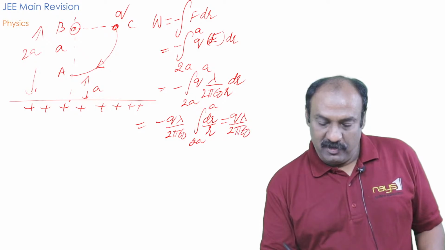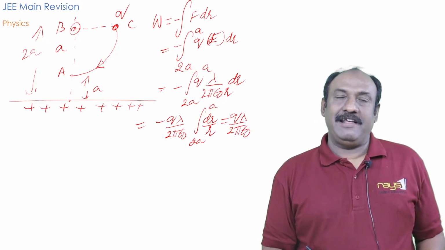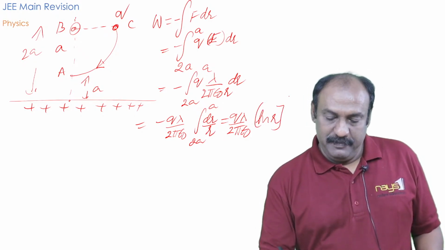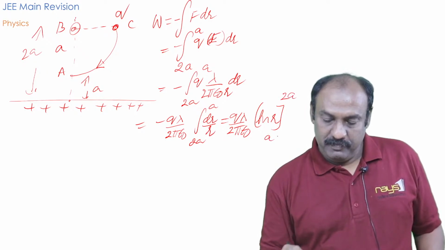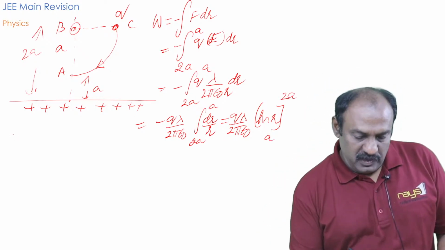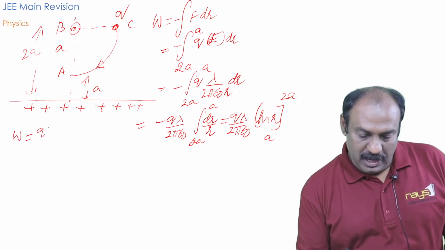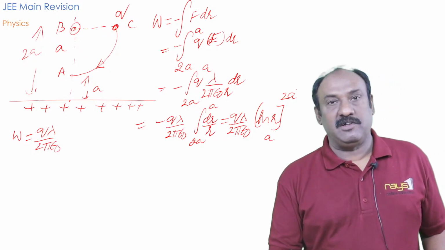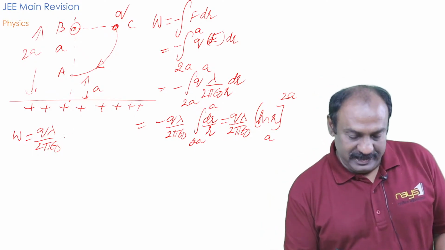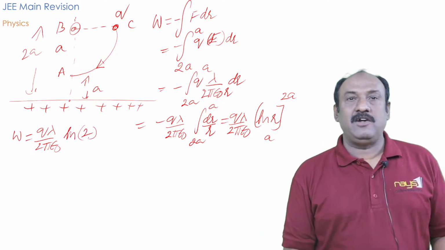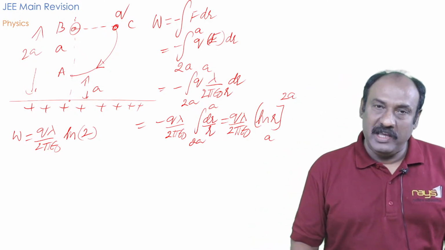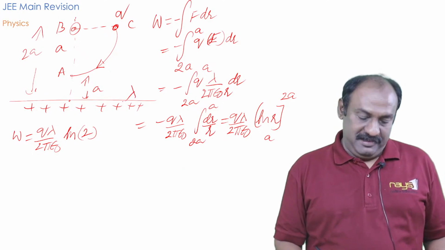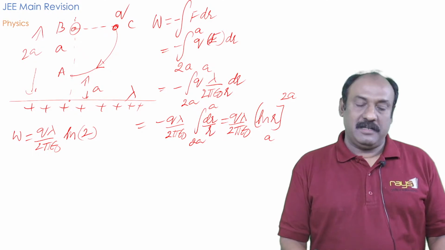into the integral of dr by r, which is log r within the limits 2a to a. So, work done is equal to q lambda by 2 pi epsilon naught into log r. In place of r, I substitute upper limit 2a and lower limit a, and then we get log 2. So, the work done to move a charge q from C to A in the electric field due to a line of charge of linear charge density lambda is q lambda by 2 pi epsilon naught log 2.